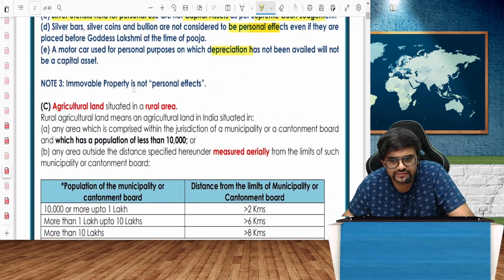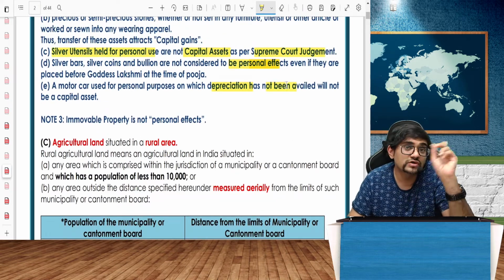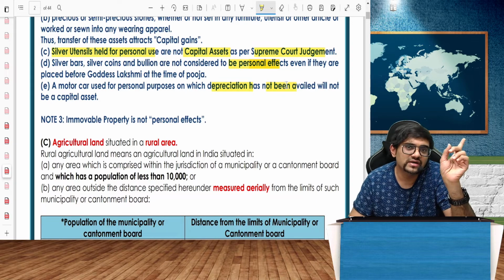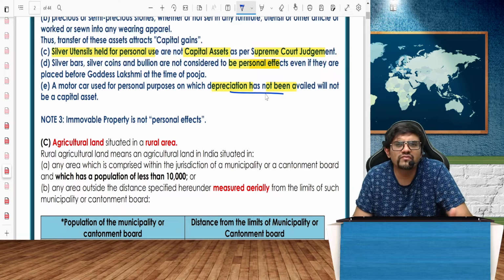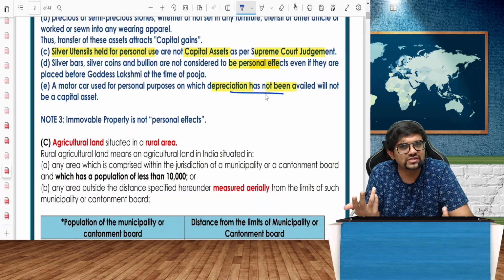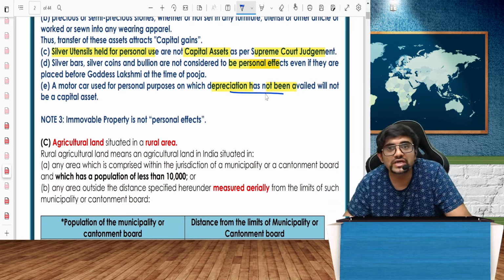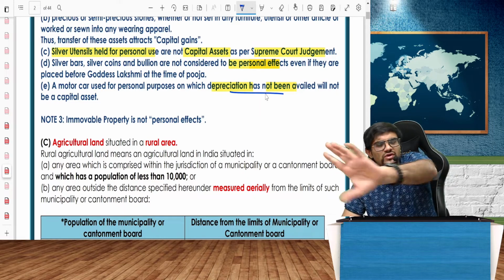So if you see, depreciation has not been availed. If it is availed, it goes into business. There is a different discussion we will do. Here, if the depreciation has not been availed, obviously, if I am using it for personal purposes, why will I claim depreciation? But if I claim depreciation, then it will become a capital asset, and then it will go into business.